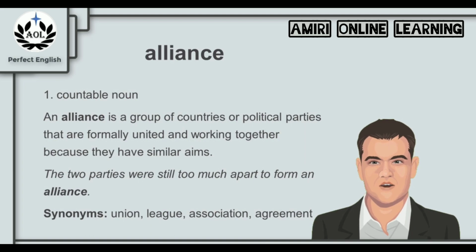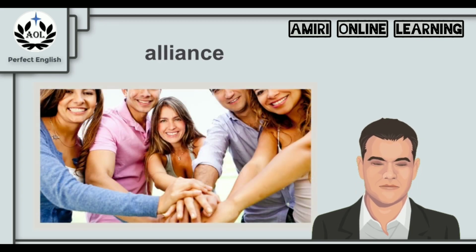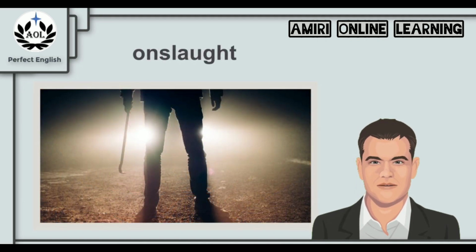An alliance is a group of countries or political parties that are formally united and working together because they have similar aims. For example, the two parties were still too much apart to form an alliance. And synonyms for alliance in this context are the words union, league, association, or agreement. So the next time you remember this picture of these 5 friends, remember the word alliance and what it means. And now for the next keyword, onslaught.